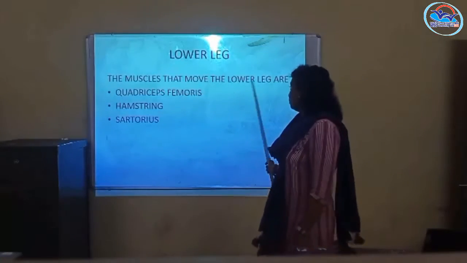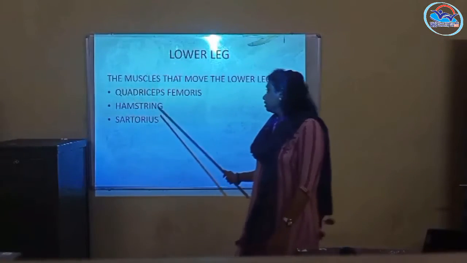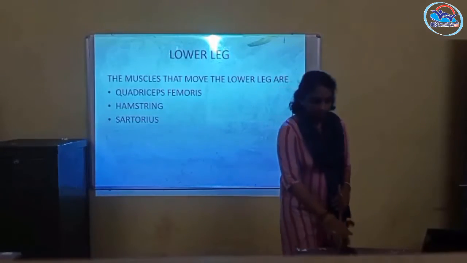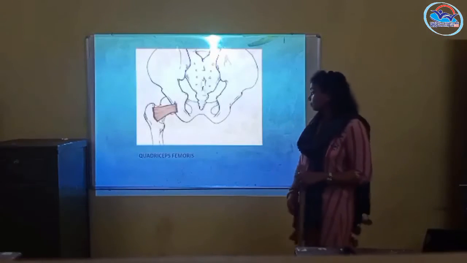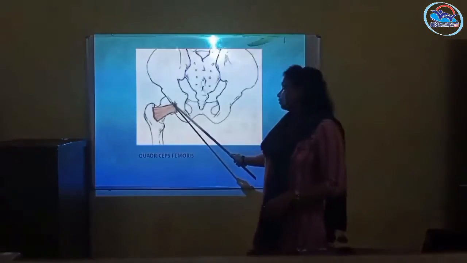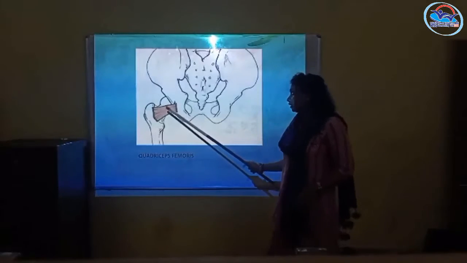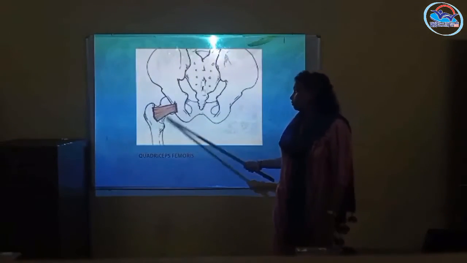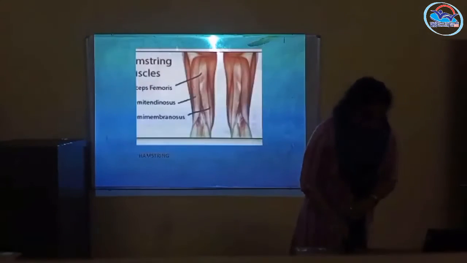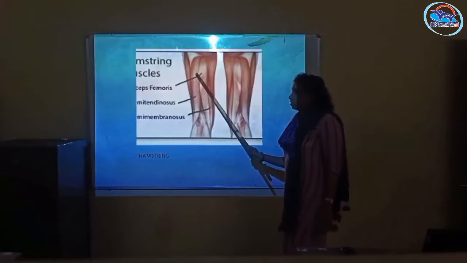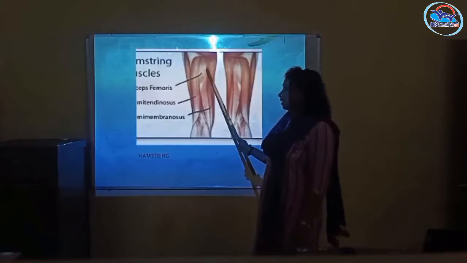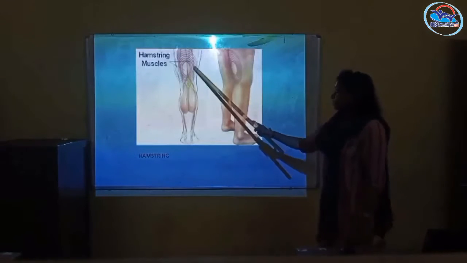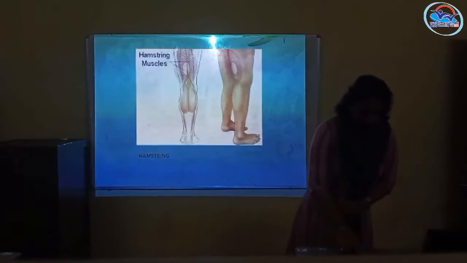Now, the muscles that move the lower leg are quadriceps femoris, hamstring and sartorius. This one is quadriceps femoris, that is in between the pelvic bone and femur. You can see the quadriceps femoris muscle. And this one is hamstring muscles. In the posterior side of the thigh, you can see the hamstring muscles. Now another picture of hamstring muscles.